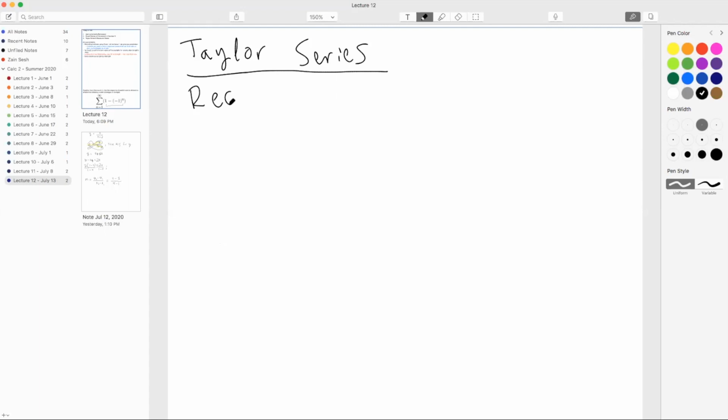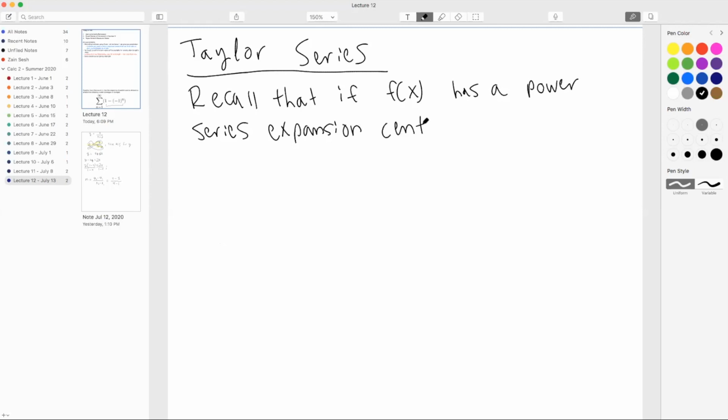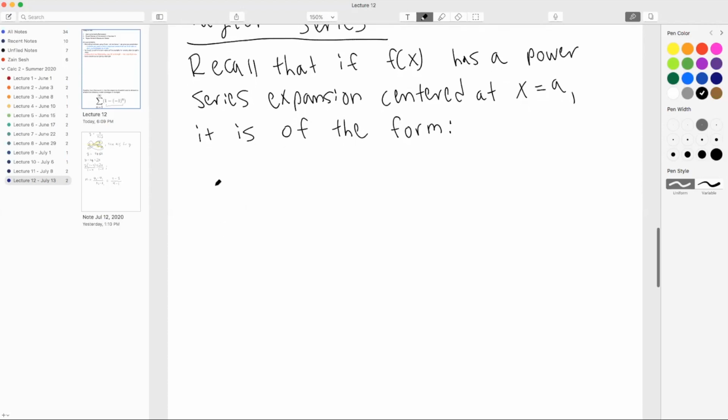So let's just recall that if f of x has a power series expansion centered at x equals a, it is of the form, okay, so it just looks like this. I'm going to call this equation 1 because we're going to reference it a few times. So f of x is the infinite series from n equals 0 to infinity of a coefficient c sub n multiplied by x minus a to the nth power.